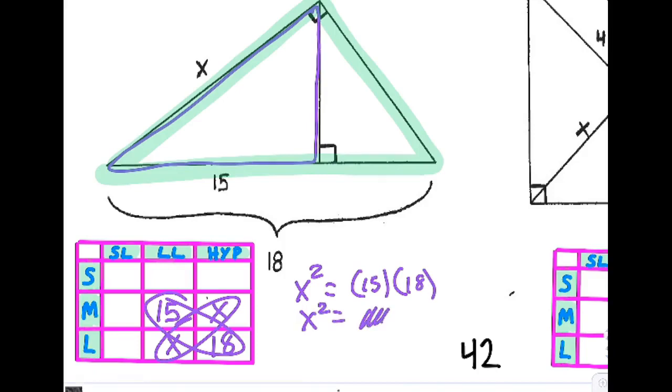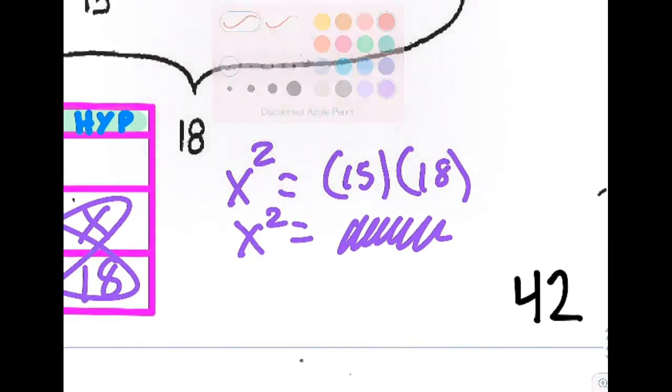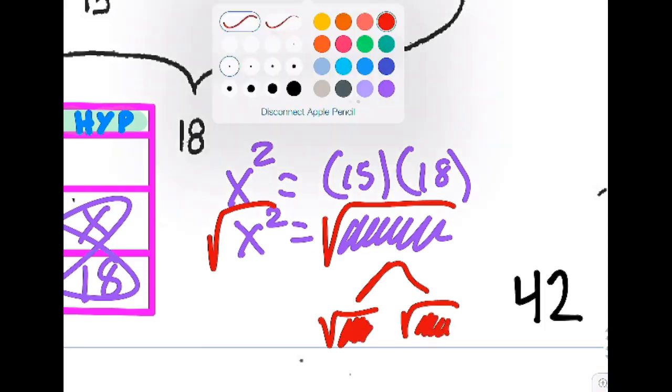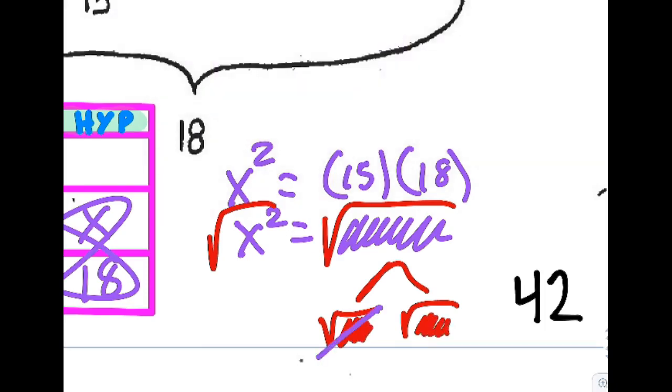x squared is 270. And then we need to take the square root of 270, which is not a perfect square, but 9 and 30 work, and 9's a perfect square. So put a 9 here and 30 here. The square root of 9 is 3, so it's 3 radical 30.